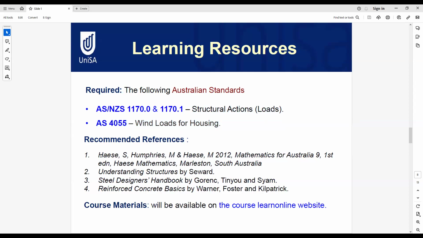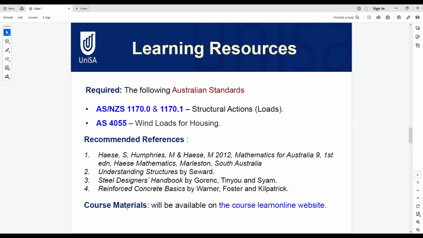And here are some recommended references if you want to increase your knowledge about mathematics, for example. So we have Mathematics for Australia Version 9, and also another one about understanding structures and the Steel Designer's Handbook, because we are mainly focusing on the design of steel structures. And also we have some resources about Reinforced Concrete Basics by Warner, Foster and Kilpatrick.